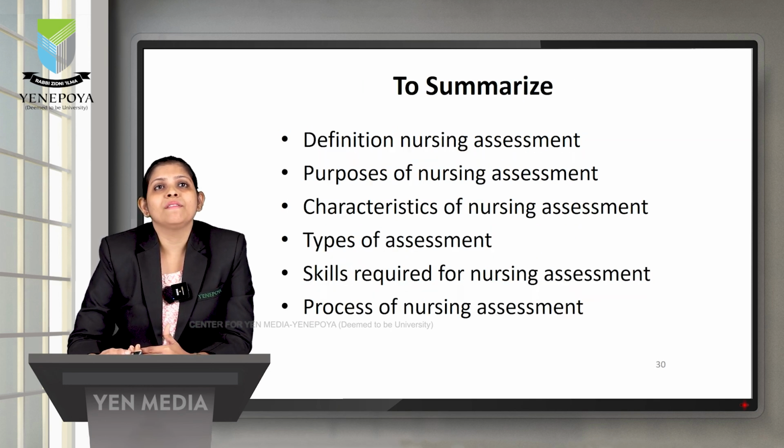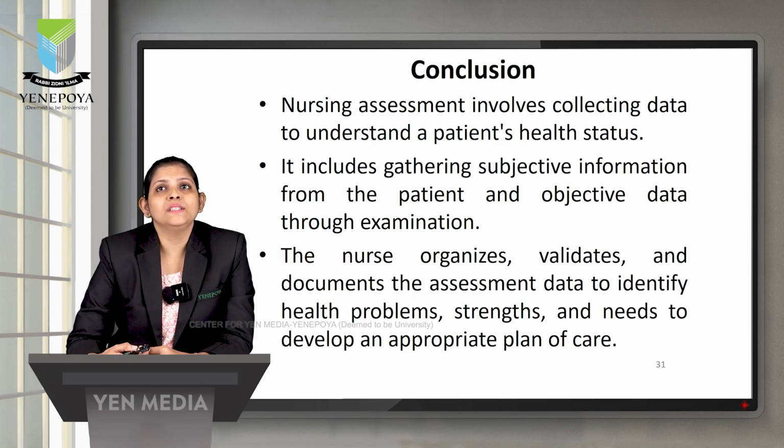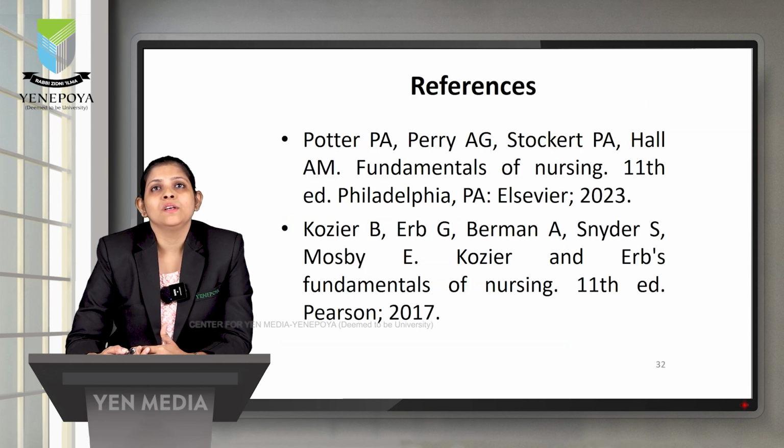So far we have discussed the definition, purposes, characteristics, various types, the skills required for nursing assessment and the process of nursing assessment. To conclude, nursing assessment involves collecting data mainly to identify the patient's health status. It involves both subjective and objective data, which we collect using various methods. Whatever data is collected, we organize it, validate it and finally document it for an appropriate plan of care. These are the references. Thank you.